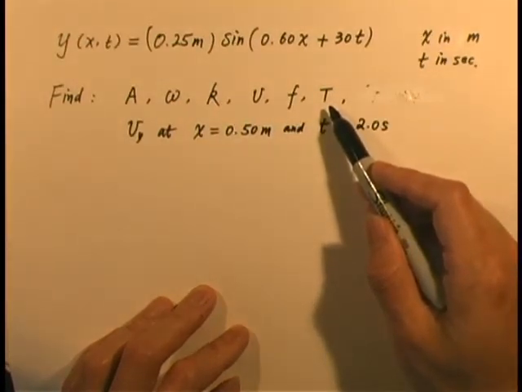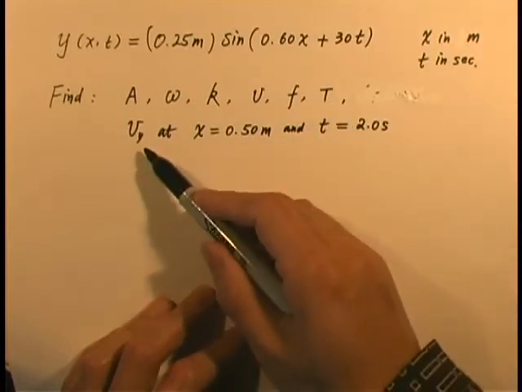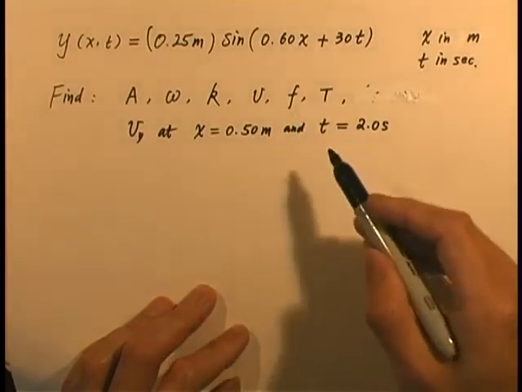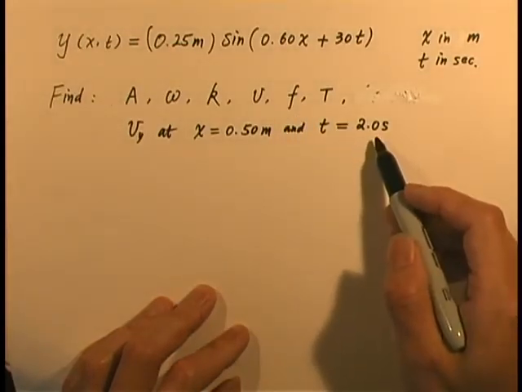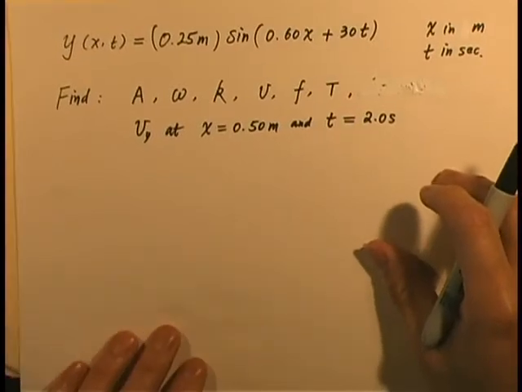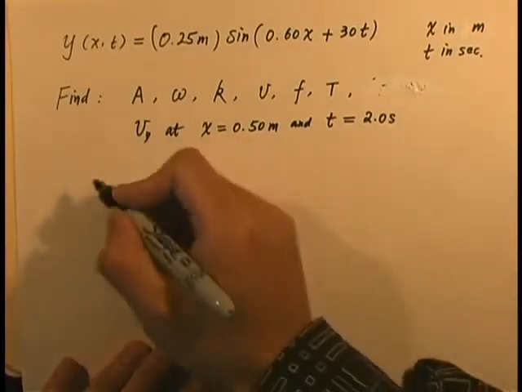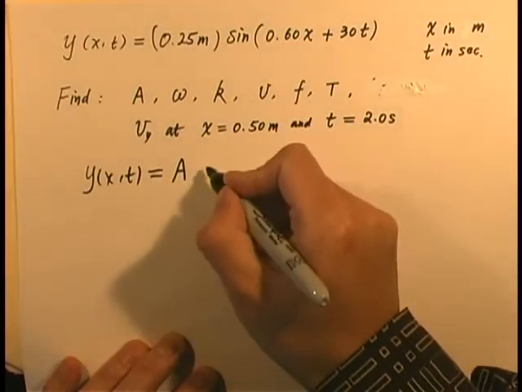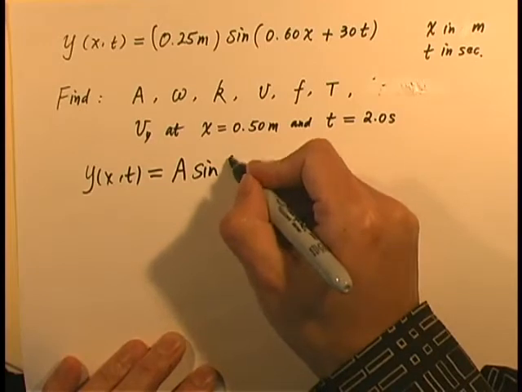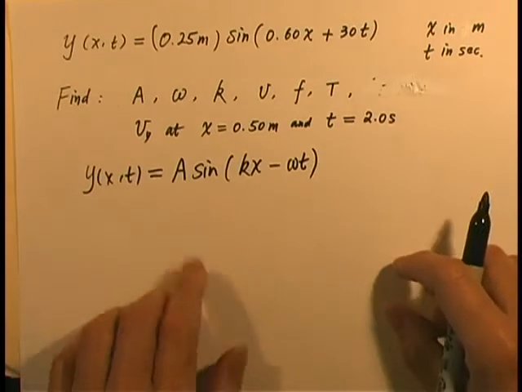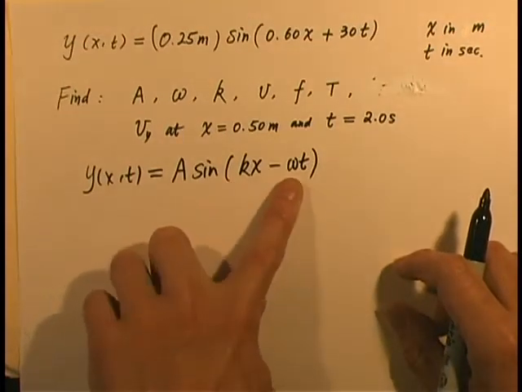I can also find the velocity, Vy, of a particular oscillator on the wave at this location, x equal to 0.5 meters, and at that moment, t equal to 2.0 seconds. Okay, how would I find something like that? Well, simple. What you do is you compare this with the standard expression for the wave. The standard expression for this sinusoidal wave would be y(x,t) = A sin(kx - omega t). Alright, that's the standard expression. Amplitude, wave vector, and angular frequency.